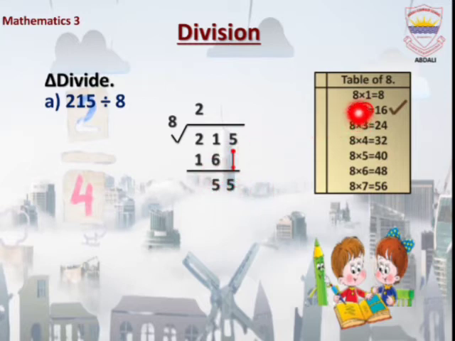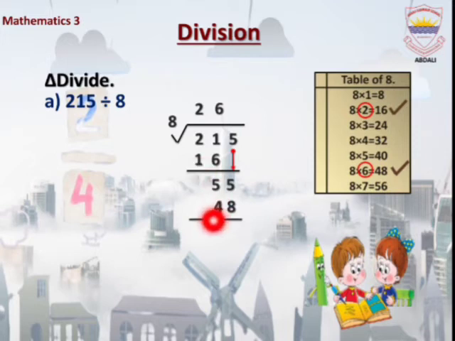Now students, we again recall the table of 8. 8 3 is 24, 8 4 is 32, 8 5 is 40, 8 6 is 48, 8 7 is 56. Here students, 48 is smaller than 55, so we write 48 under 55. And we write 6 at the quotient place.